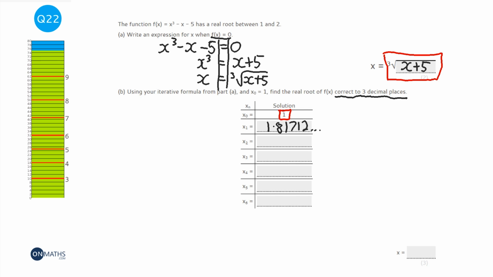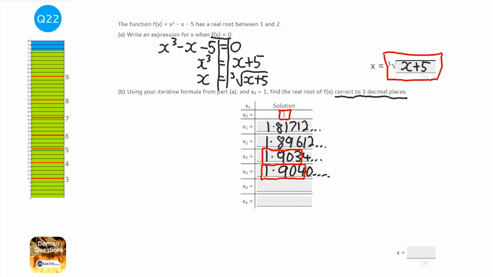Then I press equals, and I get 1.89612 blah blah blah. So I'm going to do the same again. So I'm going to do the cube root button, answer plus 5. And we've got 1.9034 blah blah blah. Cube root button, answer plus 5. And we've got 1.9040 blah blah blah. Now, we're looking for 3 decimal places, so the numbers we're looking for being the same are these ones here. Now, we've almost got them the same, but we're not quite there, so we need to do another one. So cube root, answer plus 5.